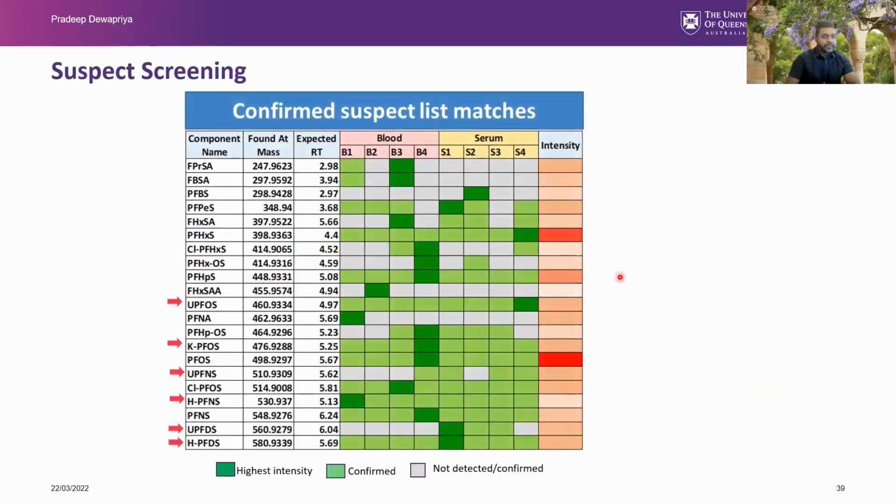So this is the full list of compounds identified through suspect screening. Particularly in our suspect screening, we identified many substituted PFAS highlighted here in red. These are not reported in our previous target analysis I mentioned at the beginning.